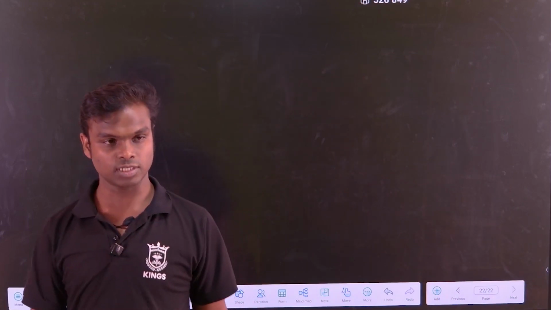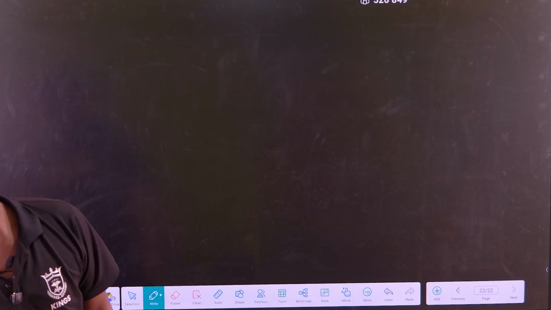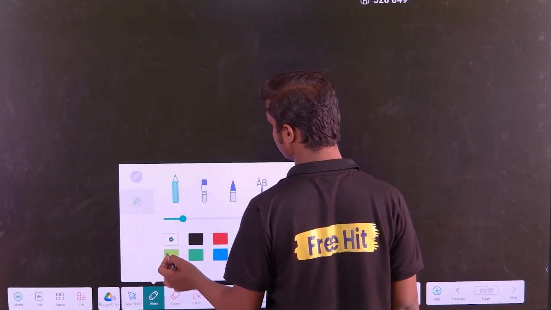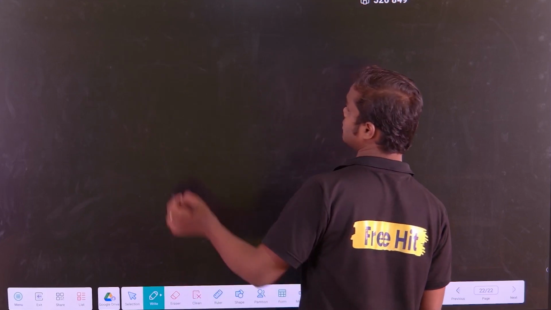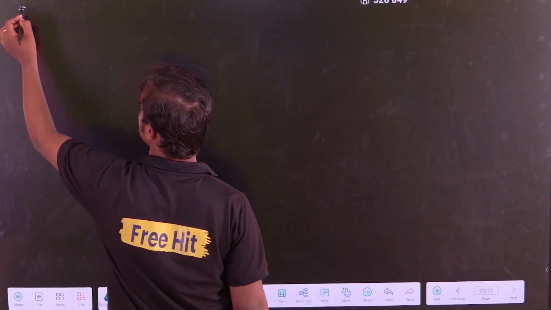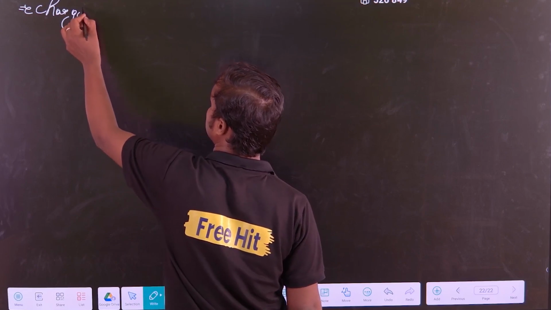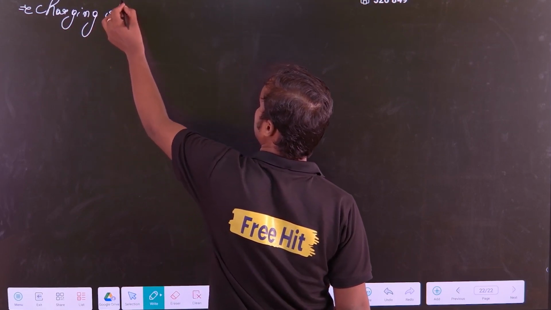but people usually teach it as charging of a capacitor and discharging of a capacitor. So we will also discuss it like that, because that is more familiar to you. So let us start with the first case, that is charging of a capacitor.